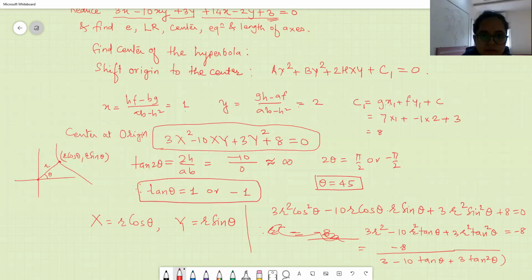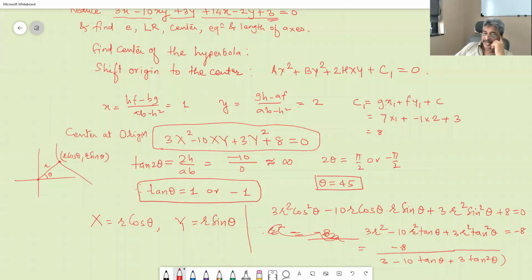Sir, 8 also has to be divided by cos square theta. So that becomes minus 8 upon cos square theta, which is minus 8 sec square theta, which is minus 8 times 1 plus tan square theta. Is that okay now? That is your r square.